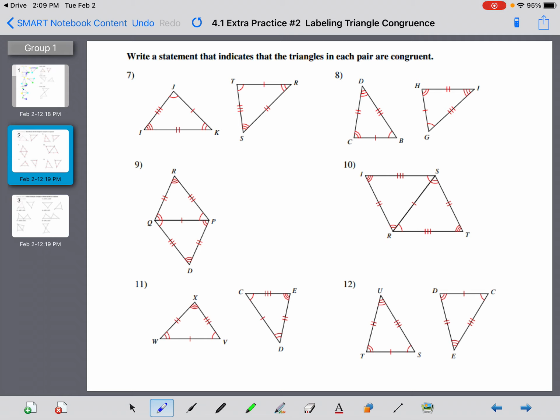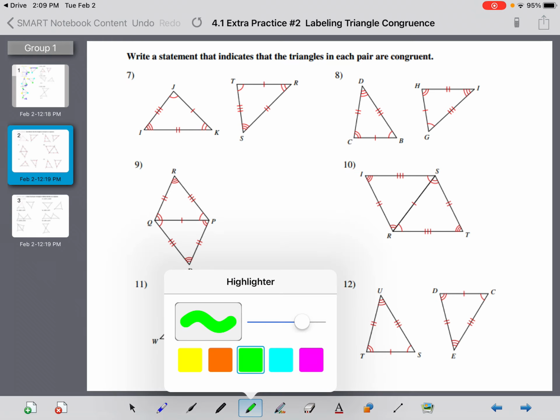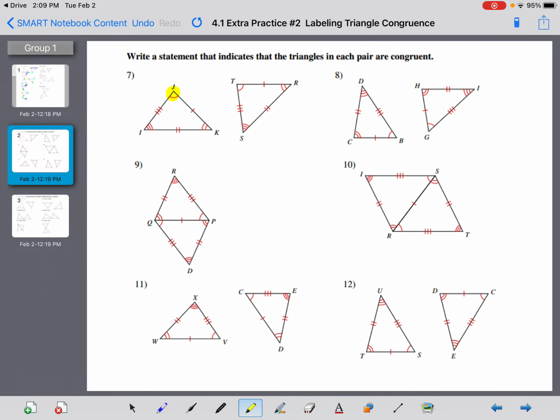All right, write a statement that indicates that the triangles in each pair are congruent. All right, well, take a look. We have J with 1 tick mark and T with 1 tick mark. We have K with 2 tick marks and R with 2 tick marks. Then I and S both have 3 tick marks. So if I was going to write a congruency statement, it would say triangle JKS is congruent, and remember, I did JKS, so yellow, blue, green, to TRS.